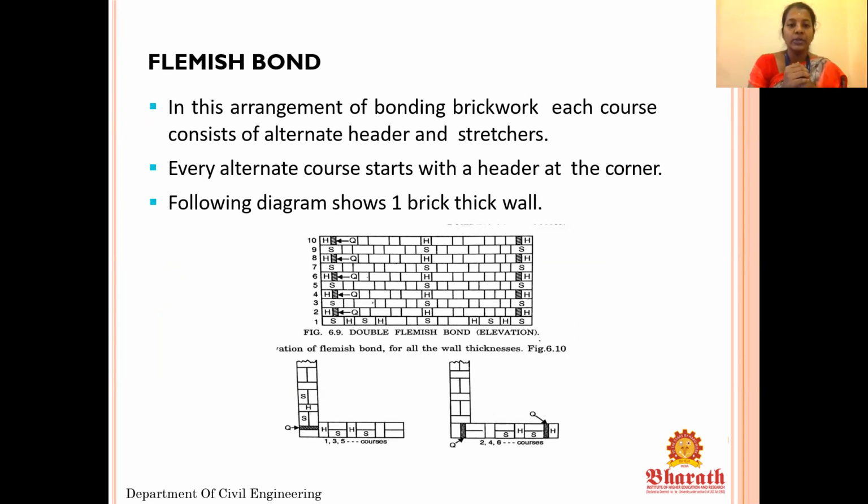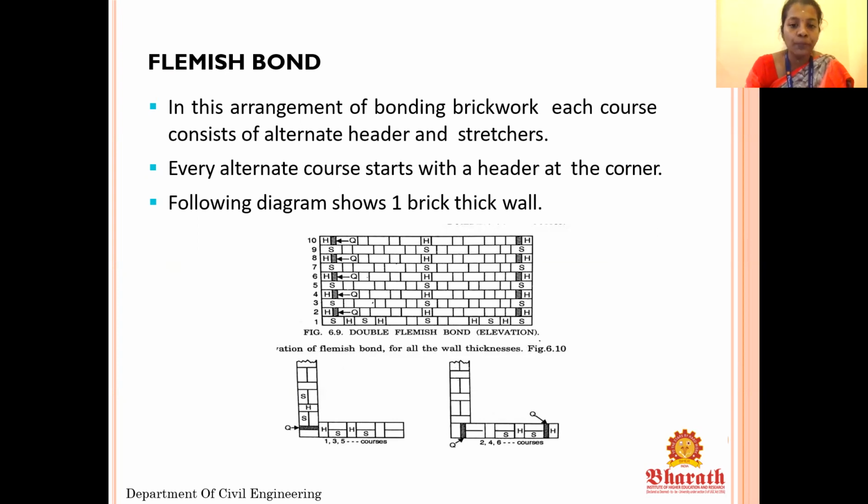So every alternate course starts with the header at the corner. In the following diagram, you can see how headers and stretchers are arranged. So this is the example for Flemish bond. In the first row of brick, you can see stretcher, then header, stretcher, header, stretcher, header. It's going on like that.